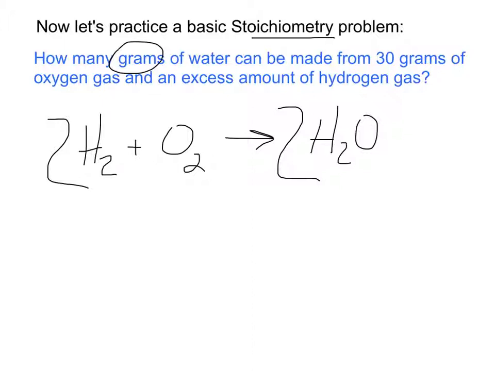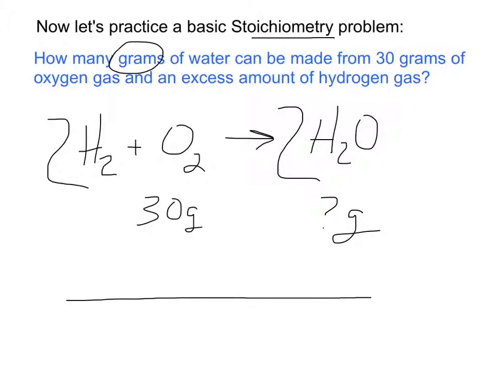Now they want to know how many grams of water can be made from 30 grams of oxygen gas. So if we put our picket fence in here and start off at the bat like it talked about, first thing I do is write down what I was given: grams, and 30 of them. I got to go to grams of water.